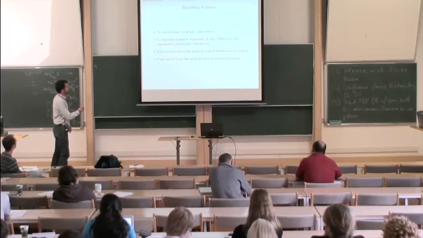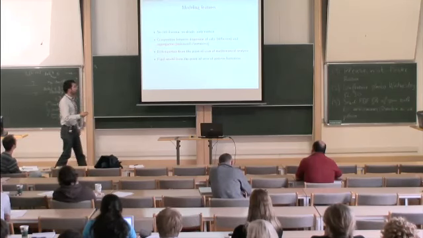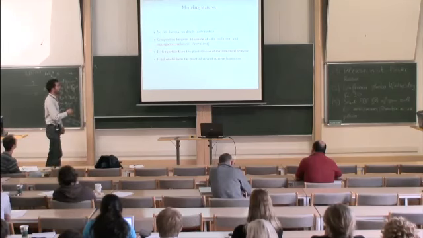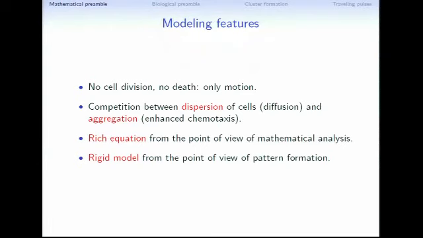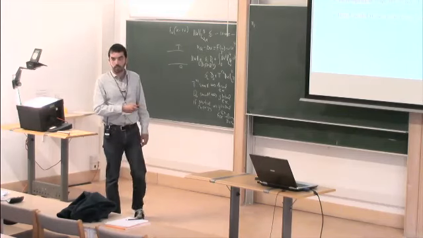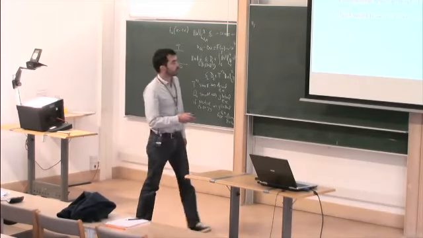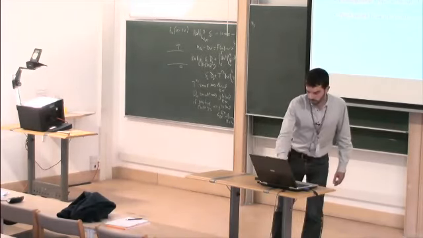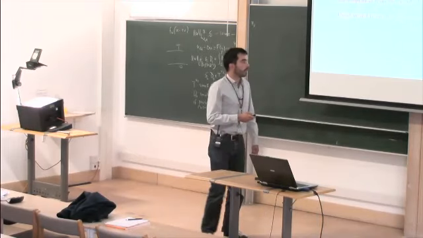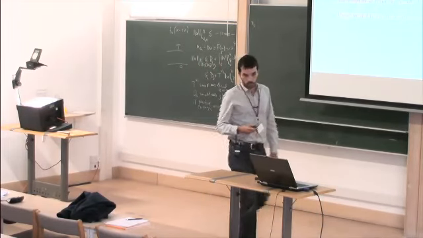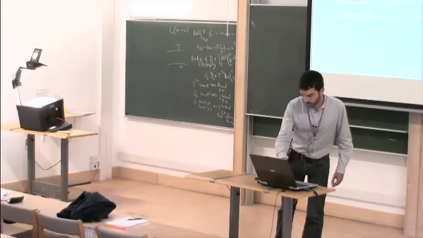I would like to say that it's a very rich equation from the point of view of mathematical analysis, and you can do really very interesting and very strong mathematics from this equation. But on the other side, it's a very rigid model from the point of view of pattern formation. The main goal of this talk is to try to convince you that this model in fact is not the correct one if you want to deal with bacterial interactions. It's not a good model, and I will try to give you some other model, as simple as Keller-Segel, but which might do the job, at least for bacteria.